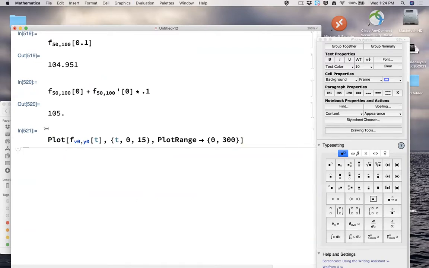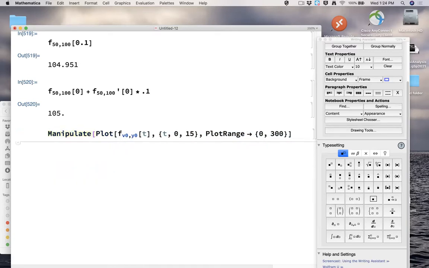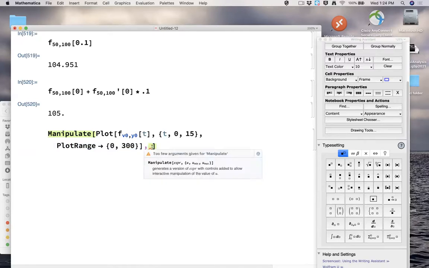I can embed this in another command, another function called Manipulate, which is my favorite Mathematica function. Notice that this plot now is inside the Manipulate. I'm nesting these commands here. I need a comma after the plot, and I need more input. This little red arrow here means Mathematica wants more input.